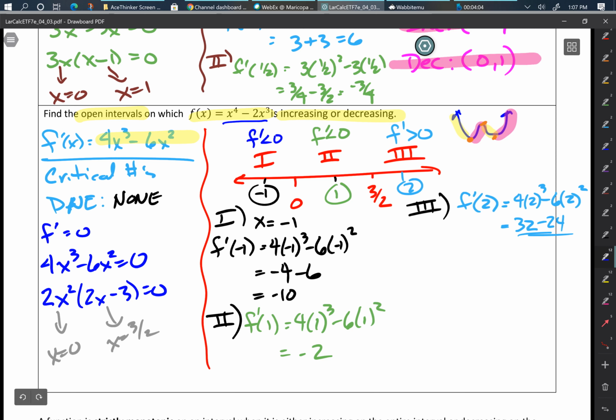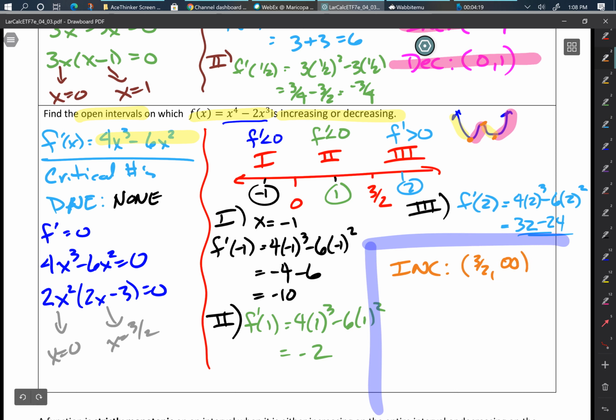The last step now is to wrap it up and make it look pretty, to give the final answer. So where are we increasing? Well, we're increasing on interval number 3, which starts at 3/2 and goes on forever. And then where are we decreasing? Well, now here's where things get tricky. We're actually decreasing on interval number 1 and also on interval number 2.